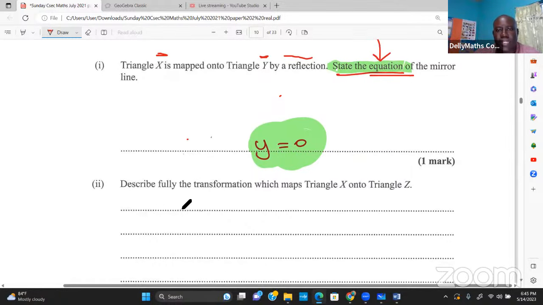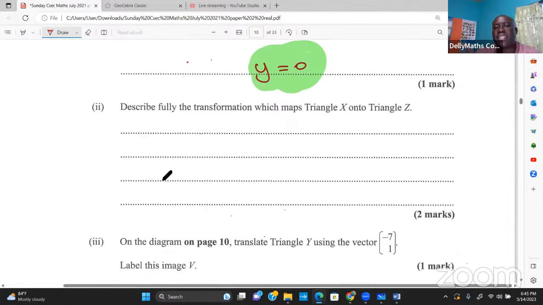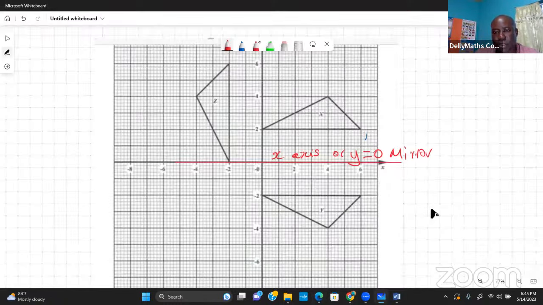Let's move to the next question. It says describe fully, right? So you want to describe fully a single transformation. Describe the transformation which maps X onto Z. Let us take a look. X onto Z. Now we're talking about this. Take a good look at them, observe them.